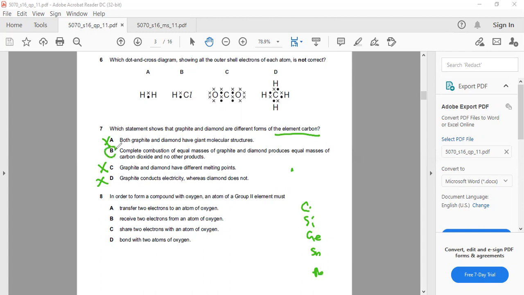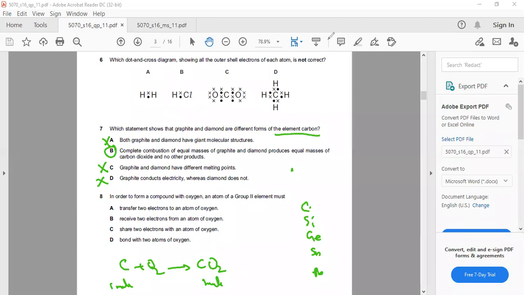So B will be the answer, but let's see what B is. Complete combustion of equal masses of graphite and diamond produces equal masses of carbon dioxide. It means when you burn carbon, whether it is graphite or diamond, they will form the same mole or same mass of carbon dioxide. Yes, because the equation says 1 mole carbon forms 1 mole carbon dioxide. So the chemical properties of the element are the same.